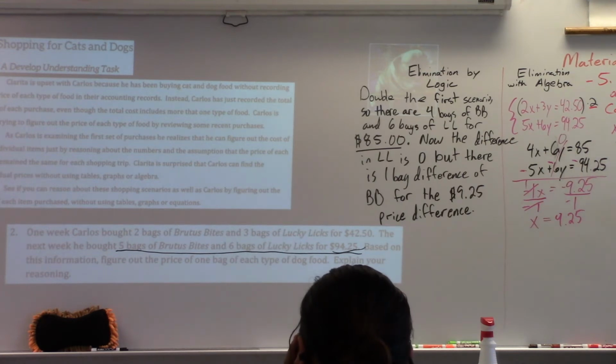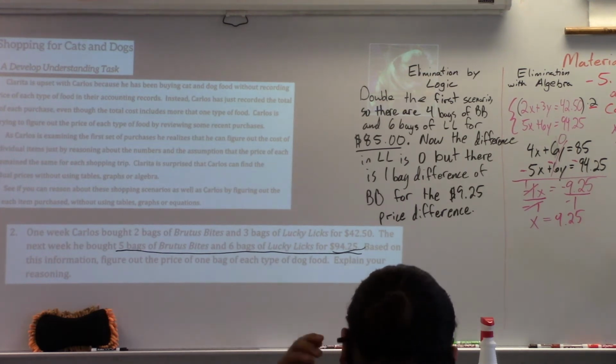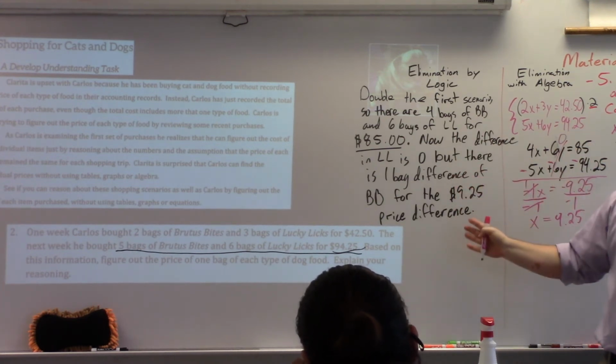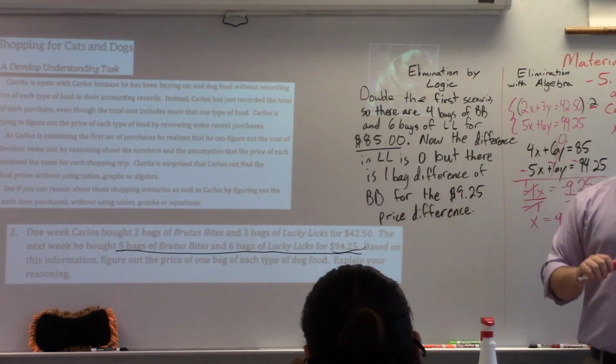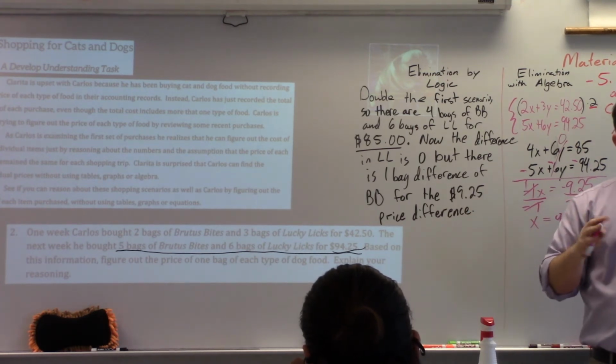What did I mean by y earlier? Price. Lucky Licks? Lucky Licks. Okay, so price per bag of LL for Lucky Licks, right? Now that makes sense. Am I done though? No, you gotta find Lucky Licks. Okay, so logically, when we come back to elimination in a second, now that I found 9.25 for Brutus bites, how could I figure out Lucky Licks? Do the same thing? Go through all that work again? No, you're just gonna plug in 9.25 for x.